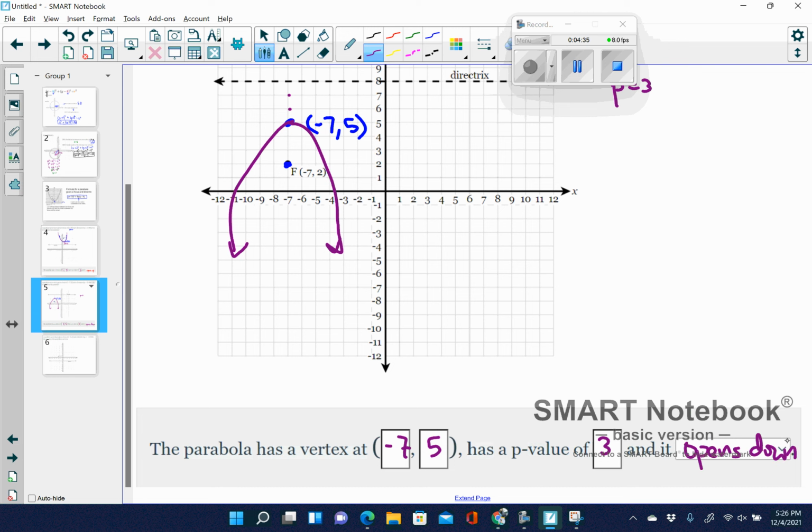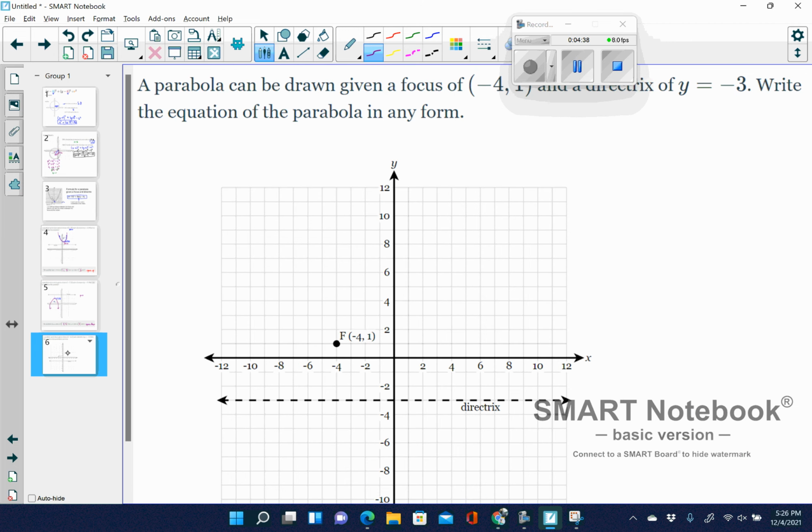Right? Okay. Next one. So now we have a very similar situation, right? So negative 4, 1. I know that my parabola is going to be opening up because my directrix, my wall, is right here. In this case, I'm going to do the same thing, right? I'm going to go to about halfway through. I'm going to put my dot. So this is my vertex, which in this case is (-4, -1). So my vertex is at (-4, -1).